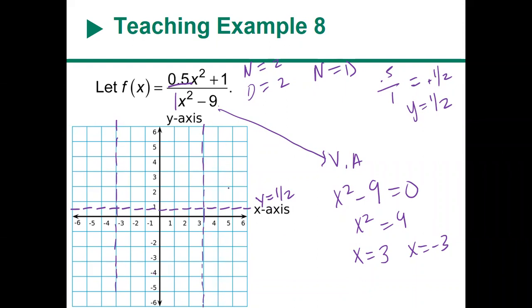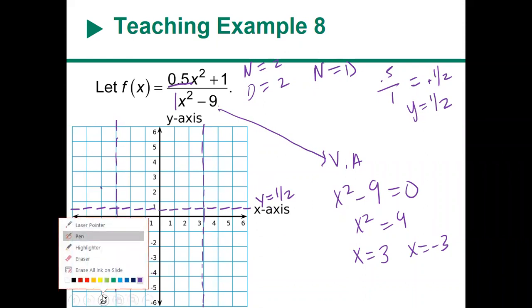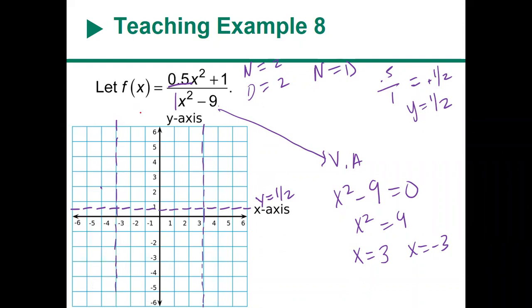And then we're just going to substitute values in to see what's happening. So if I substitute in -4, I'll do the math out loud. -4 squared is regular 16. What's half of 16? 8. What's 8 plus 1? 9. So my numerator is 9. And then what's 16 minus 9? 7. So this is roughly at 1 and some change.